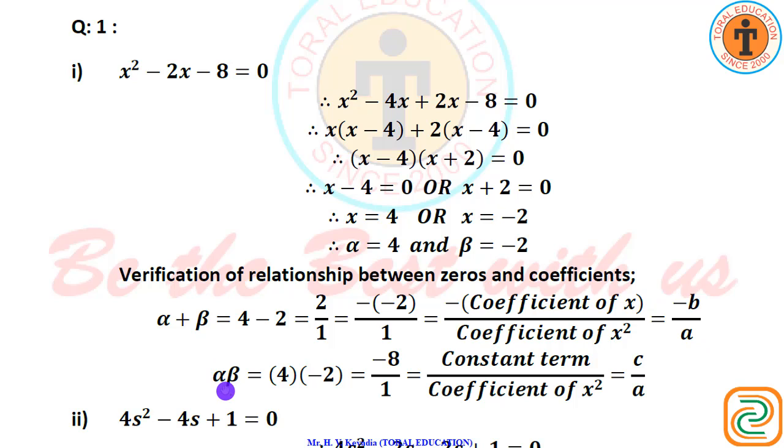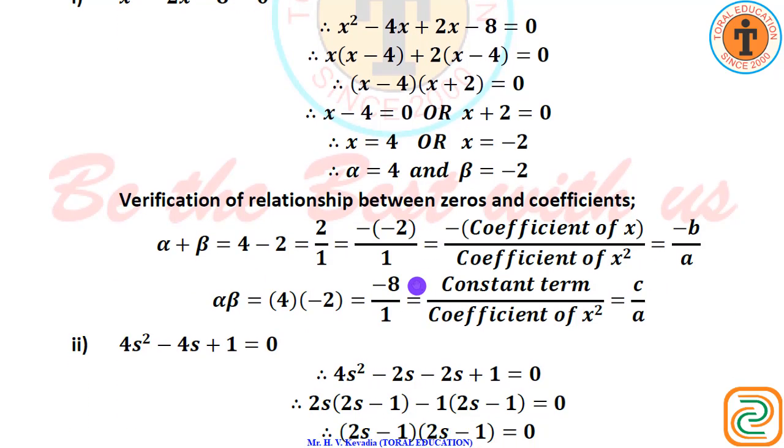Similarly, alpha into beta equals c upon a. C means constant term, upon a means 1, minus 8 upon 1. So here we can say 4 into minus 2, that is minus 8, and 1 is there in the denominator. Then minus 8 upon 1, that is constant term upon coefficient of x square, that is c upon a. This is the verification of the relationship between zeros and coefficients.